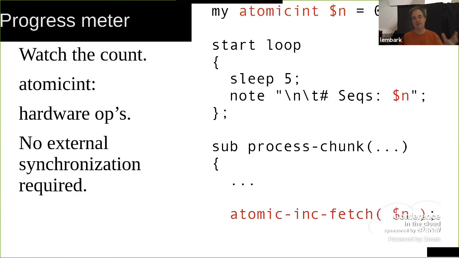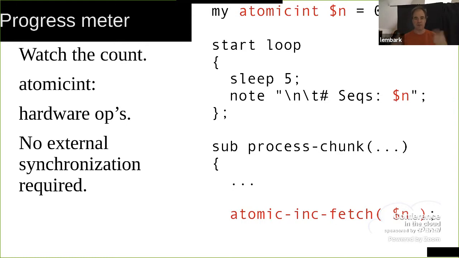The great thing about it really is it's implemented in assembly so that operations on it don't require external synchronization. They synchronize themselves. So this operation, atomic-fetch, it can be run in all of my threads at once, and they won't step on each other.